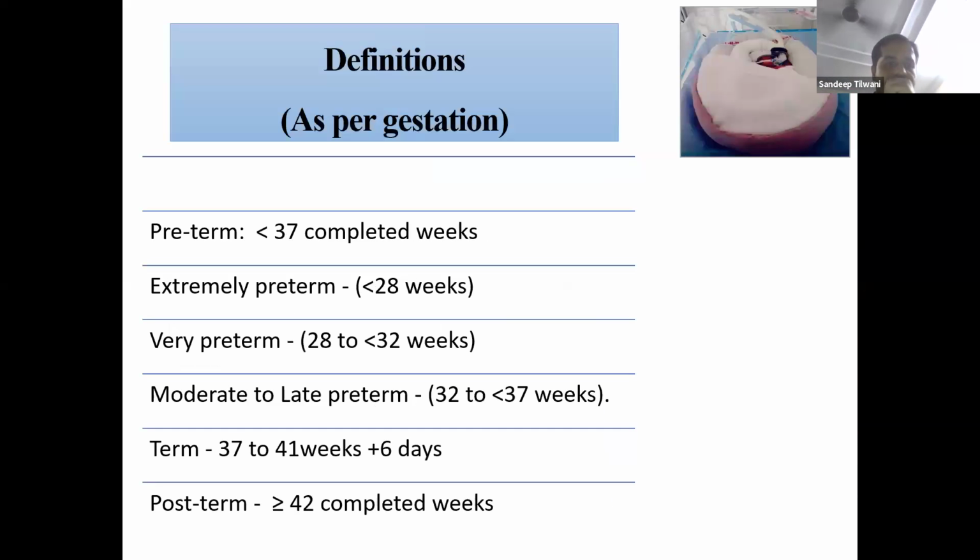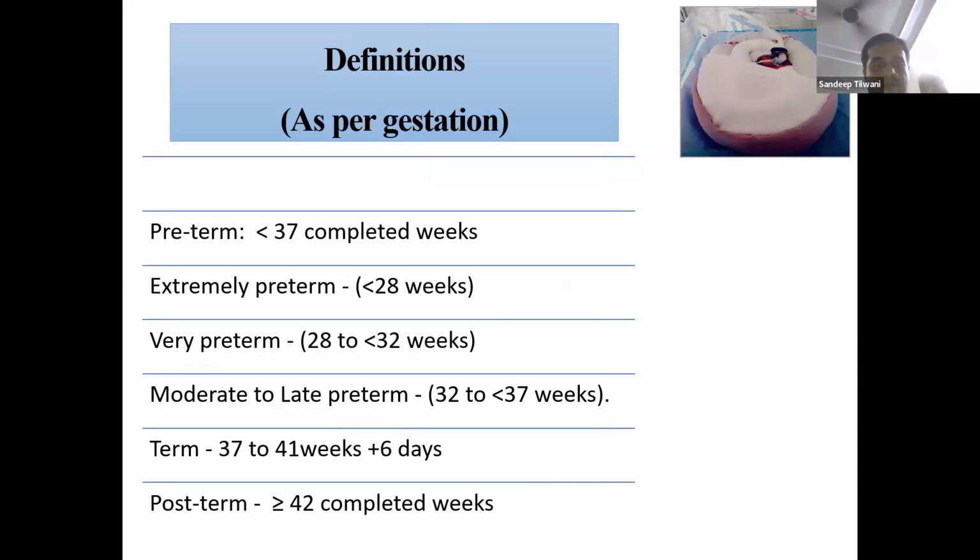Then, as per the gestation, we classify these babies. Normally the gestational age should be more than 37 weeks. Anything between 37 to 40 weeks is normal. Whenever the gestational age is less than 37 weeks of gestation, we call it a preterm. So any baby who is born at less than 37 weeks of gestation is called a preterm.